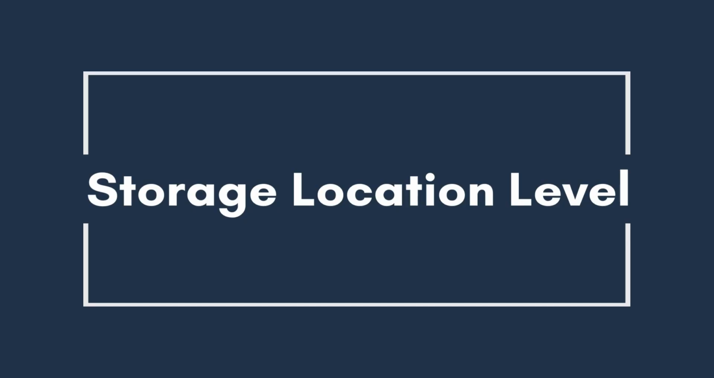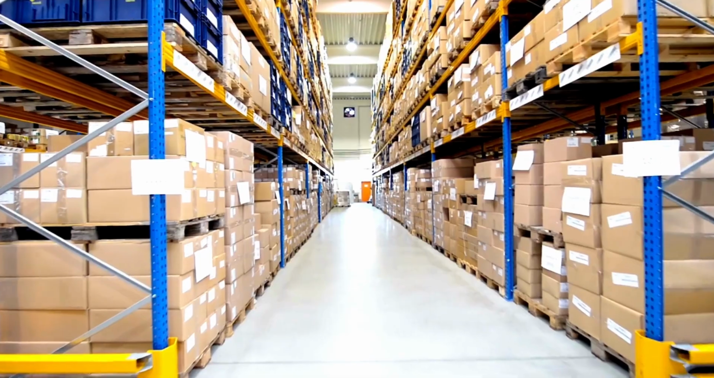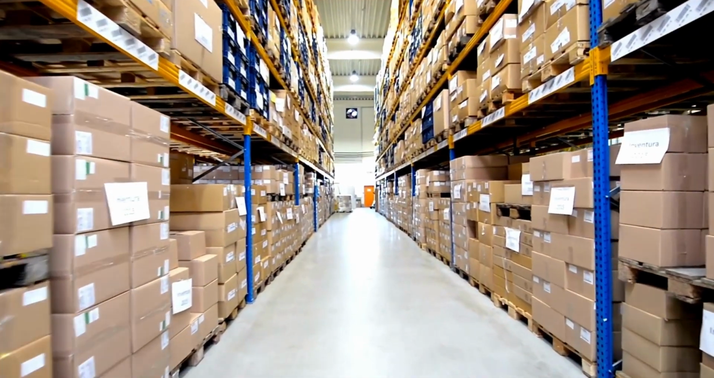Storage location level, the second one. This configuration enables MRP planning for specific storage locations within the plant. This granularity is particularly useful for businesses that store materials in various physical locations and need to manage inventory more targetedly to prevent overstocking or stockouts. By focusing on specific storage locations, planners can adjust production and supply based on local conditions.